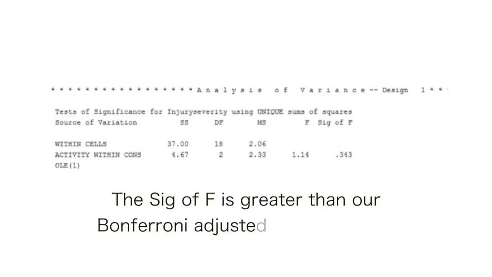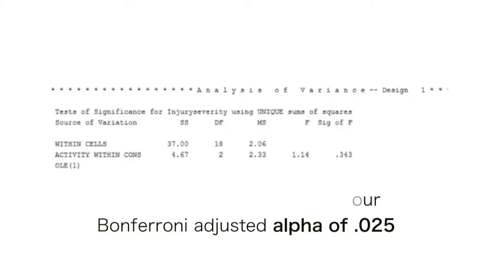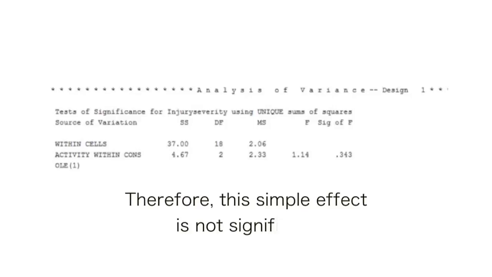Here's the extract from the output of the simple effects. So these are results of the simple effects of drinks of alcohol with the first level of activity, which was playing the low activity Wii game. Refer back to the SPSS dataset and you'll see that this is for the low activity Wii game. So the sig value of F is greater than our Bonferroni adjusted alpha level of 0.025. Therefore, this simple effect is not significant. So this tells us that there are no significant effects of alcoholic drinks on injury severity ratings when people are playing low activity Wii games.